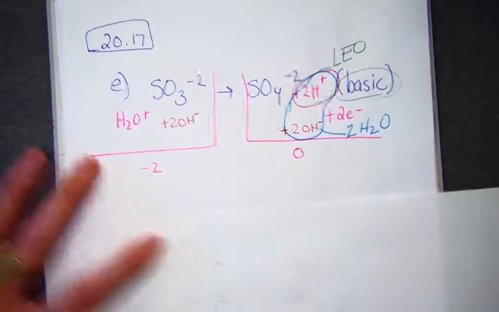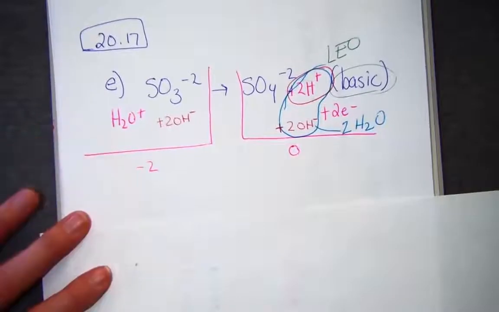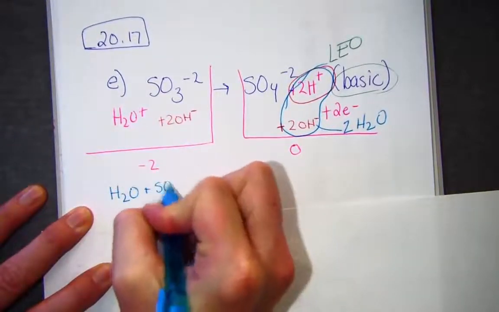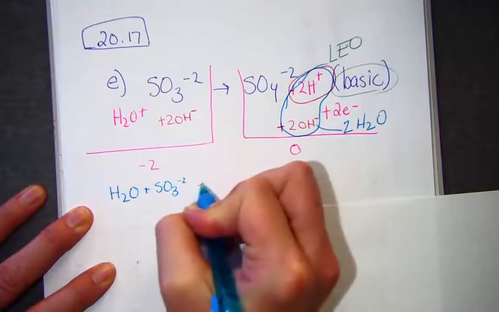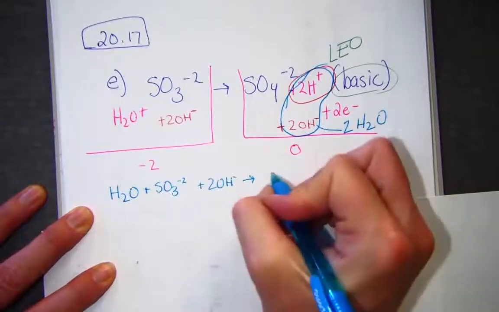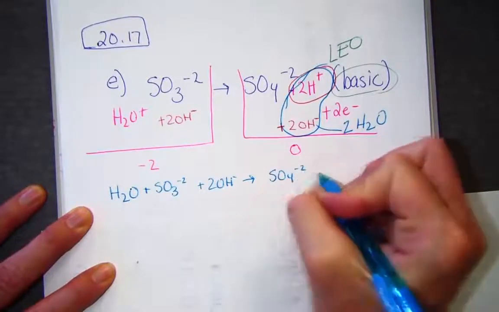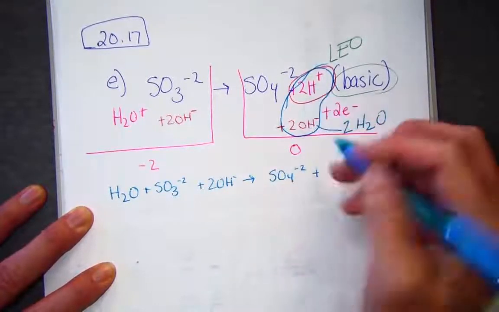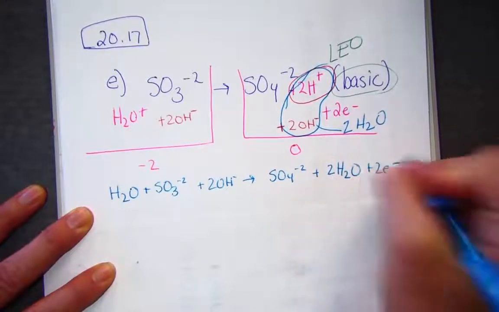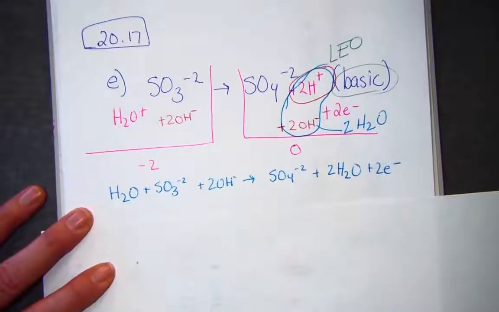Let's clean up what we've got written so far. I have a water, a sulfite, and 2 OH negatives on the left. I have a sulfate. H's and OH's combine to make 2 waters. And I have 2 electrons on the right-hand side.